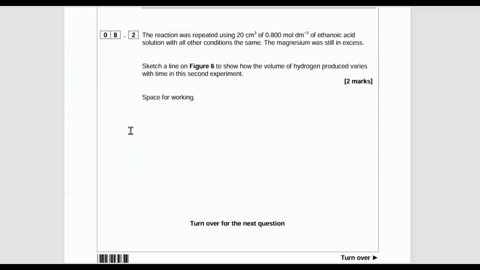8.2, the reaction was repeated using 20 centimeters cubed. So remember, they used 30 at 0.6. So we're going to 20, a smaller volume, but a higher conc. So how do we know that? Well, look, the original was 30 centimeter cubed. That's a higher volume. It's about 50% higher, isn't it? 30 centimeter cubed compared to 20. And the original conc was 0.600, so like 25% less than the new conc.